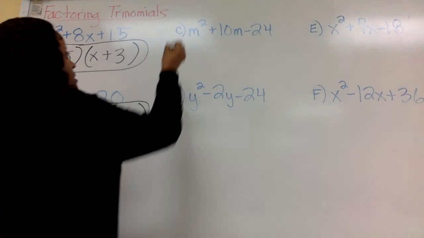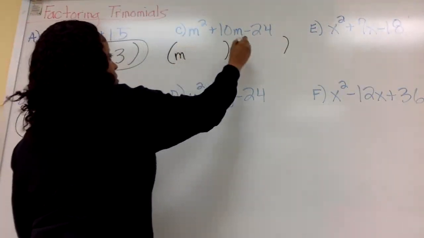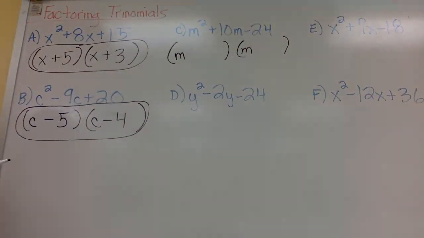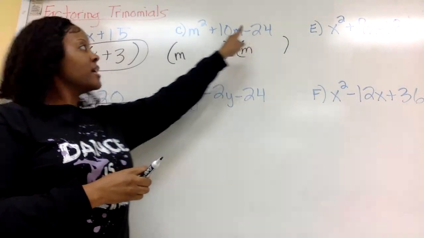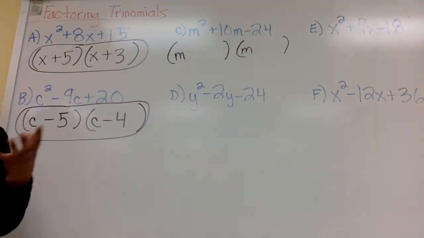All right, the middle section here, let's go ahead and set up our parentheses. We're going to have m and m. So we're factoring m squared plus 10m minus 24. This time we need to think of two numbers that multiply to give me negative 24, add to give us positive 10. Multiplies to give negative 24, adds to give positive 10. So there are lots of things that give us 24.